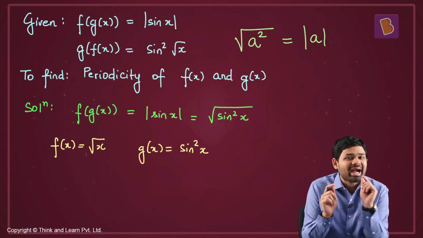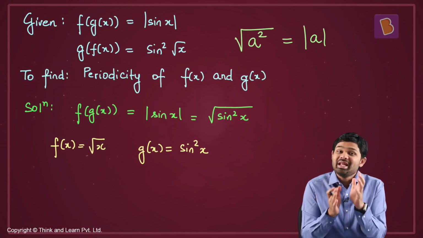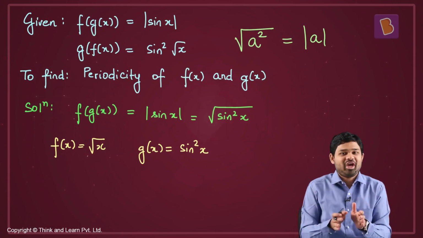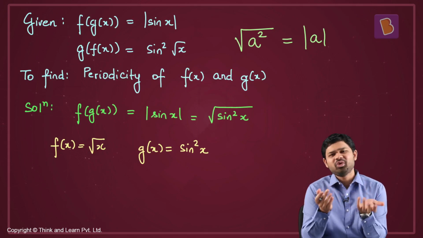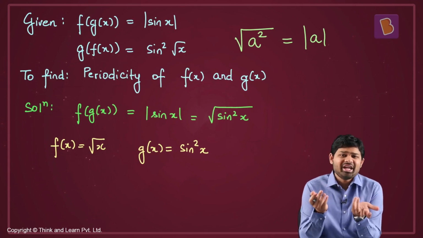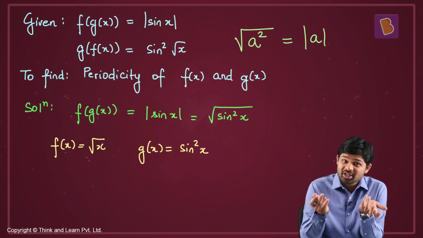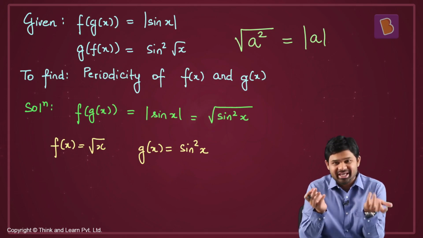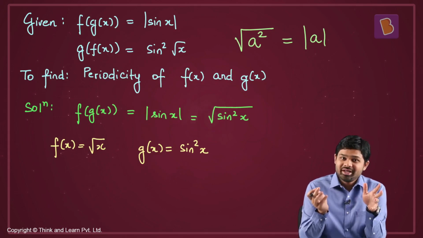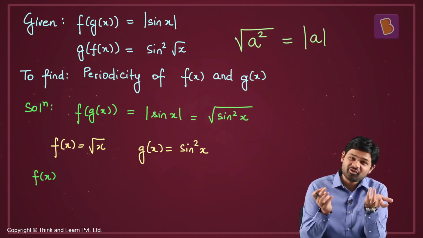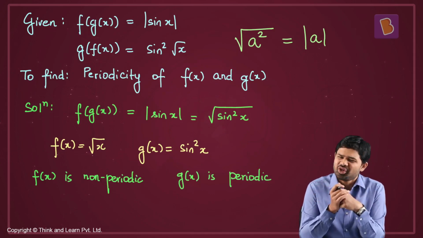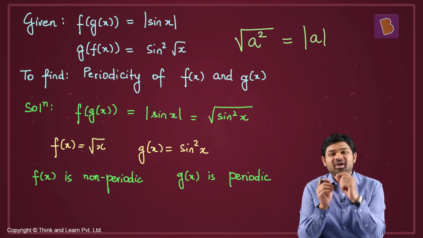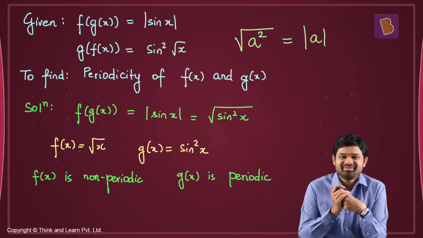It was all about identifying the connect between f of g of x and g of f of x. As soon as you do that, this question is as good as solved. Now you need to find out the periodicity, and you know that the under root function is not periodic, whereas the sine square function is periodic. So the answer to this question is that f of x is not periodic, but g of x is periodic. Not a very difficult question if you get the first trick correct.